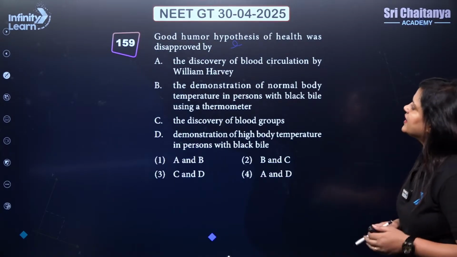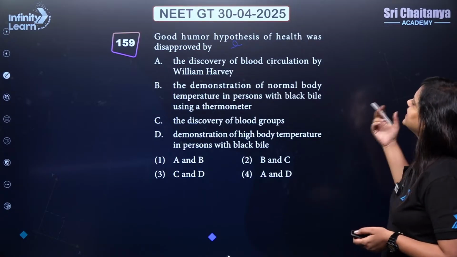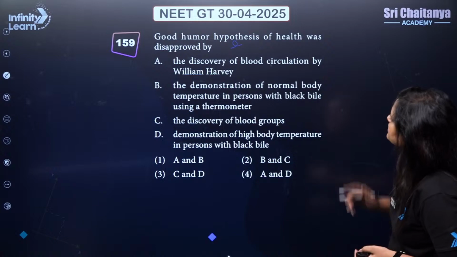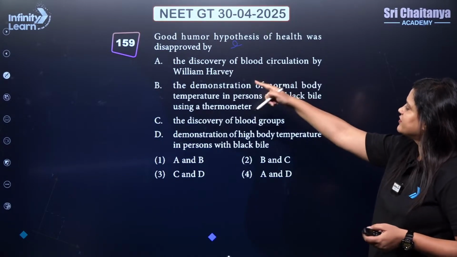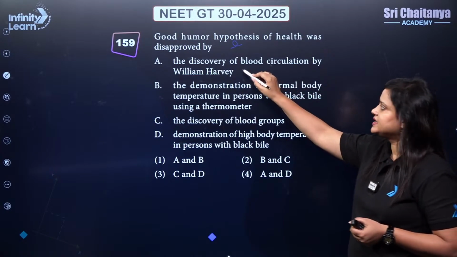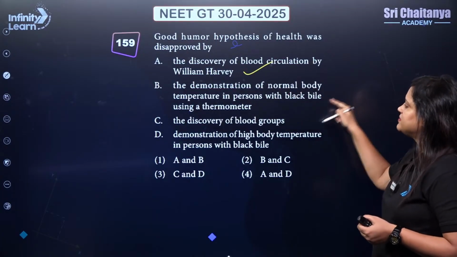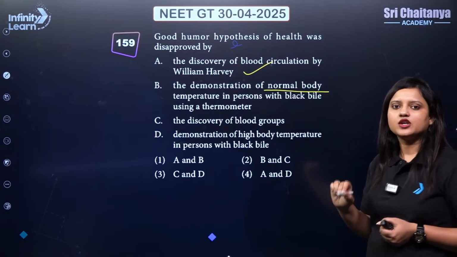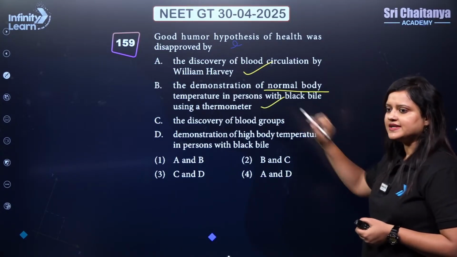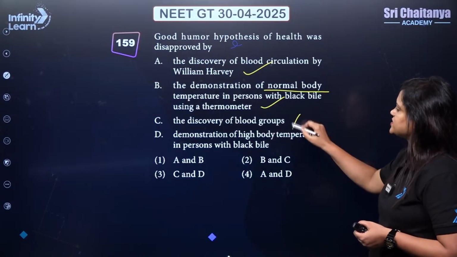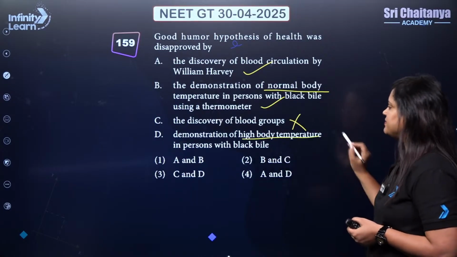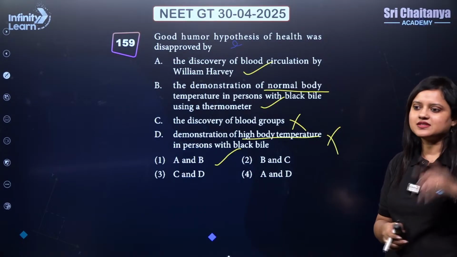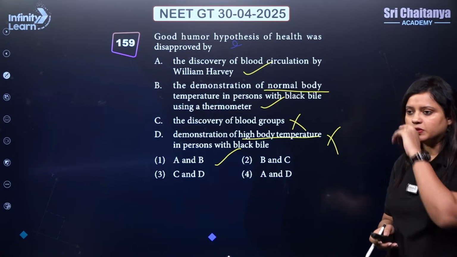Yes. Now humor hypothesis of the health was disapproved by. Let's see. The discovery of blood circulation by William Harvey, yes. The demonstration of normal blood temperature in person with black bile using a thermometer. So here it is written normal blood temperature, which is right. The discovery of blood groups, no. Demonstration of high body temperature in person with black bile, no. So it should be A and B. That means the correct answer is 1. Yes, Saksham, Nagbabu, Vrishti, very good.